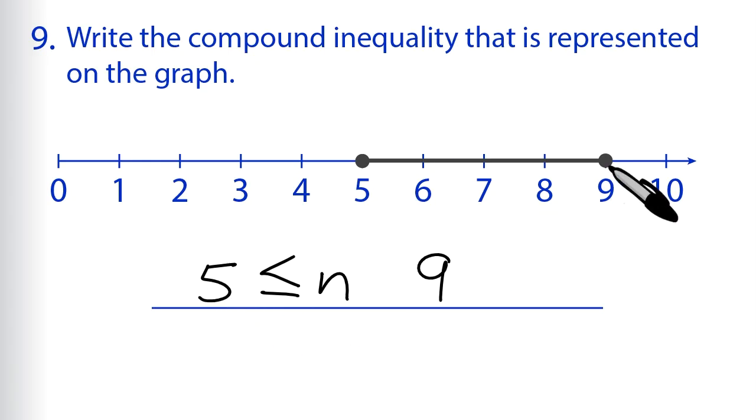For the 9, the correct answers are going to be less than or equal to the 9. So we write that. The same symbol, but we say it differently because this one we're reading backwards. n is greater than or equal to 5 and less than or equal to 9. And that is the compound inequality represented by this graph.